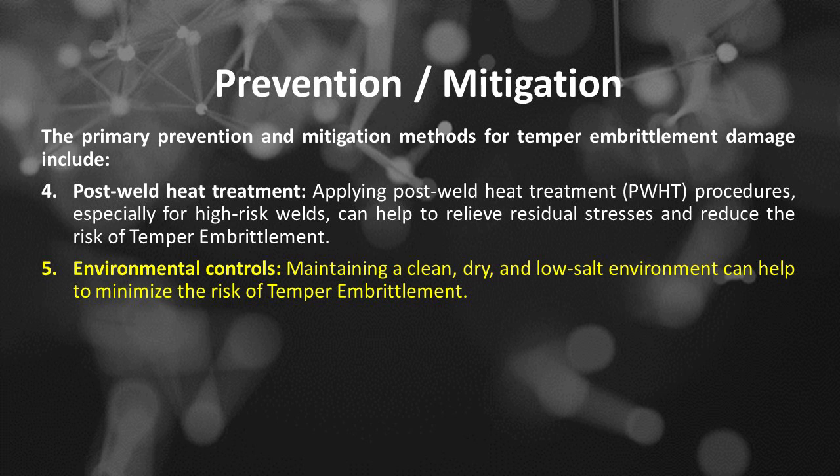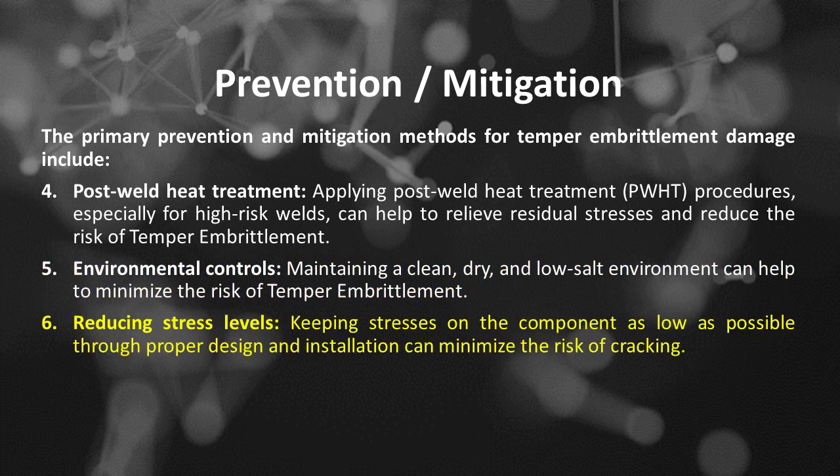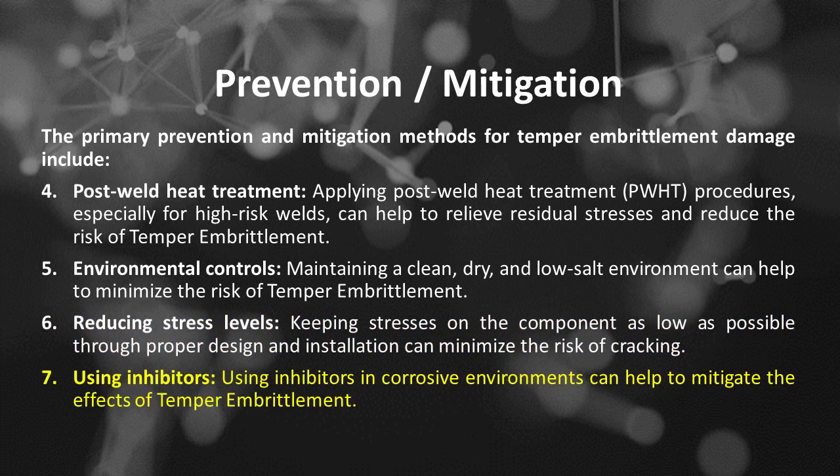Number 5 is environmental controls. Maintaining a clean, dry, and low-salt environment can help to minimize the risk of temper embrittlement. Number 6 is reducing stress levels. Keeping stresses on the component as low as possible through proper design and installation can minimize the risk of cracking. Number 7 is using inhibitors. Using inhibitors in corrosive environments can help to mitigate the effects of temper embrittlement.